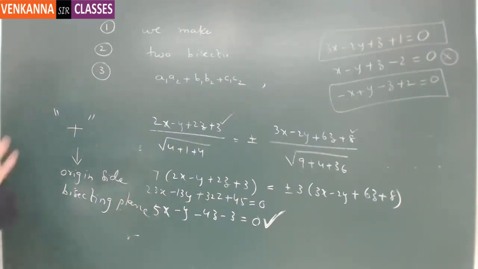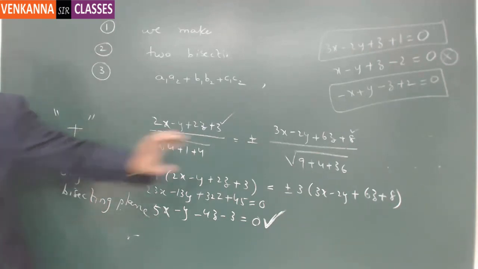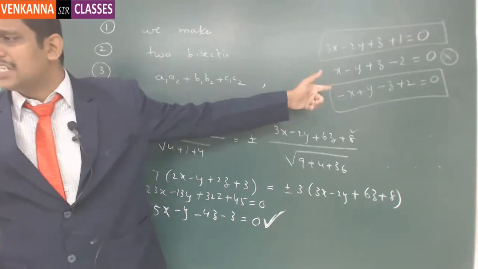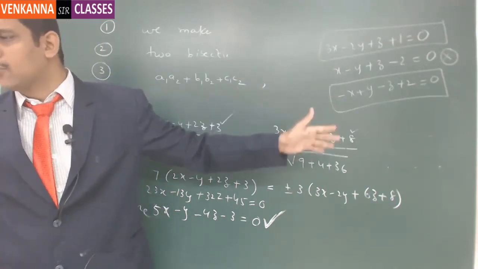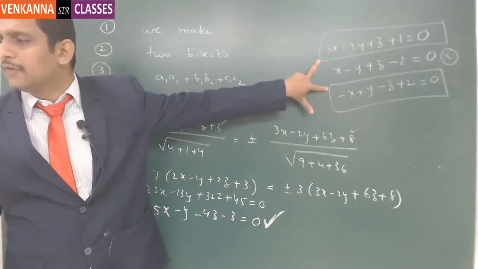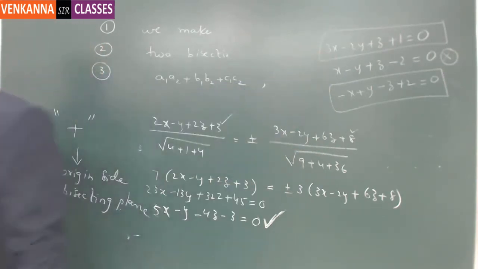I will apply a1a2 plus b1b2 plus c1c2 also for these two planes. Whenever the sign is changed, that plane will be completely removed from the procedure. We take only these two planes into consideration and we will do everything for them. Right. Any other queries from anybody?